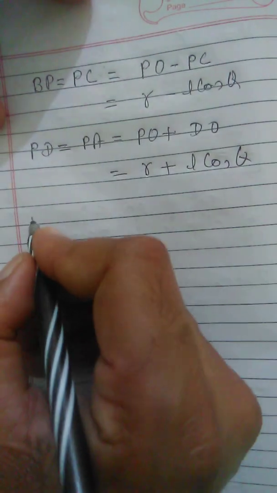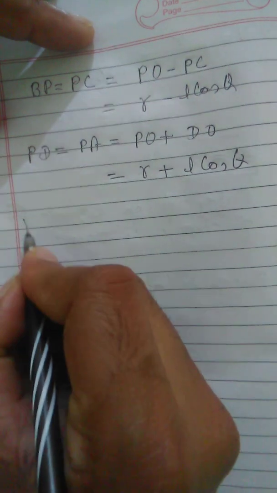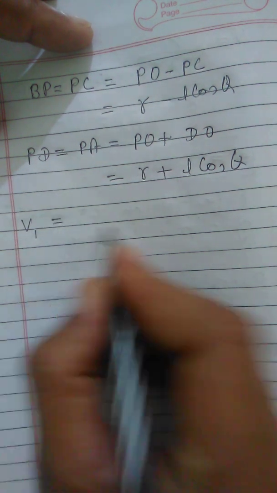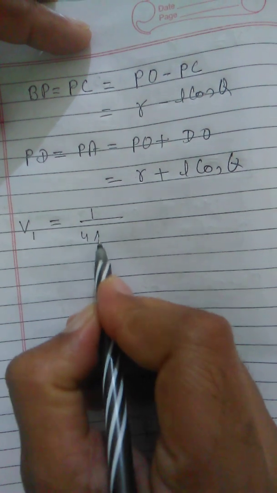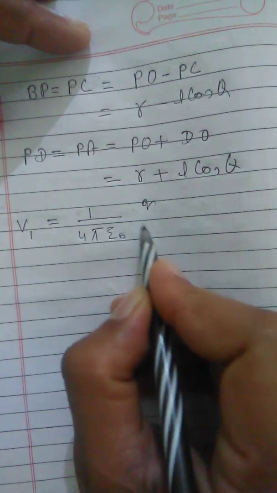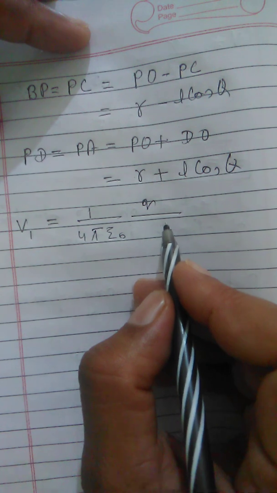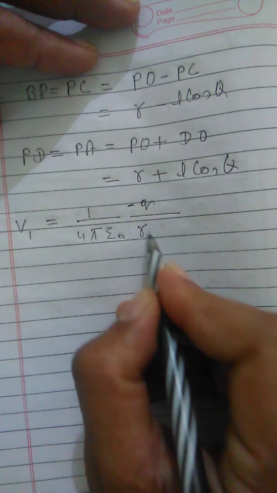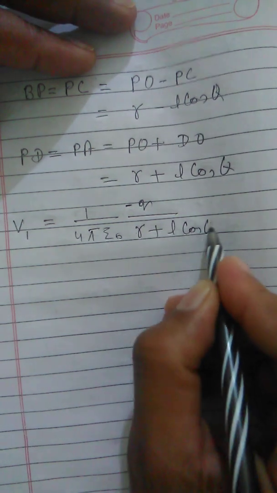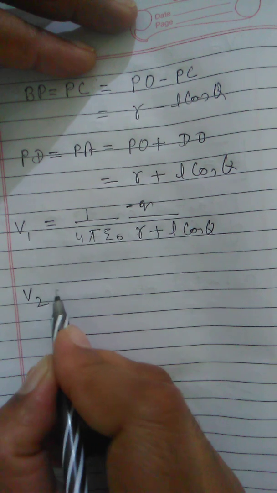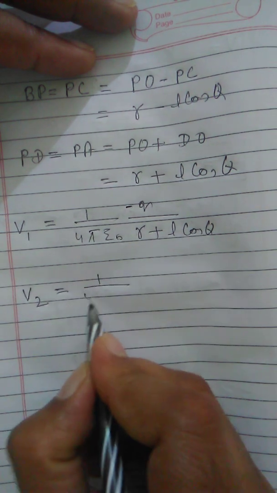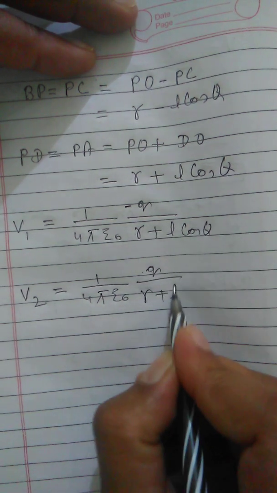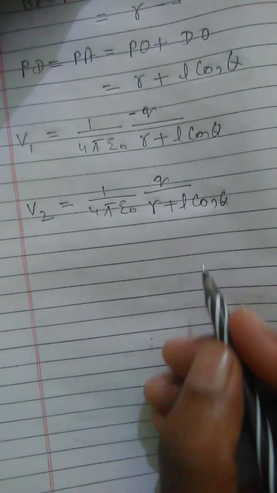So now let us calculate the potential. Let us calculate the potential V1 due to the charge minus q. It will be equal to 1 upon 4 pi epsilon 0 q upon, and since it is due to the charge minus q, the charge should be taken as minus here, r plus L cos theta. Similarly, V2 due to the charge plus q will be 1 upon 4 pi epsilon 0 q upon r minus L cos theta.